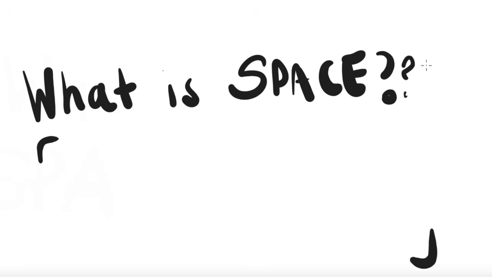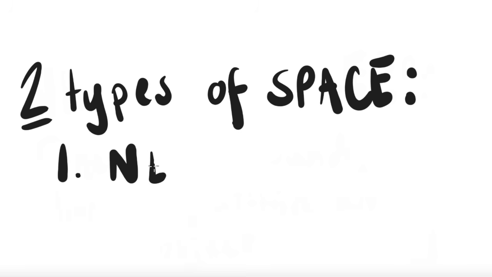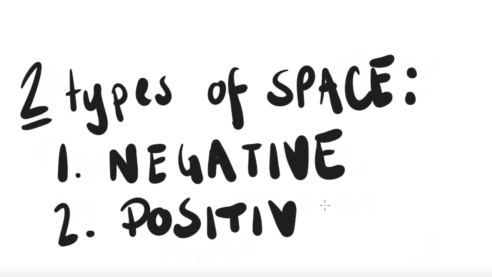Let's start by defining what is space. Space is the area around, between, and within an object. There are 2 types of space. The first is negative space, and the second is positive space.